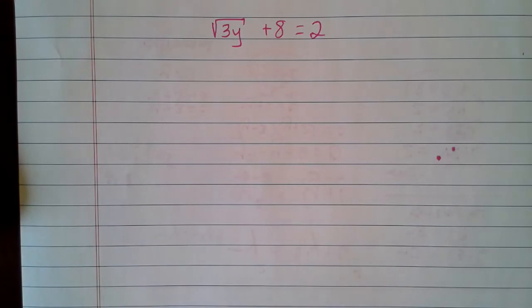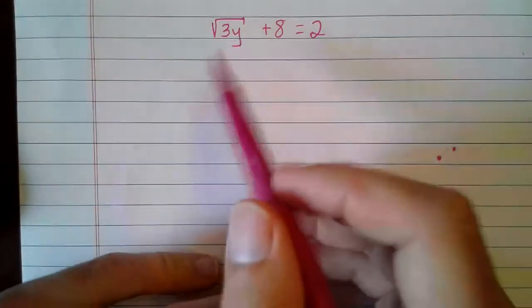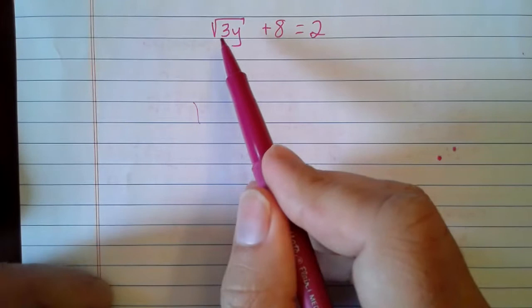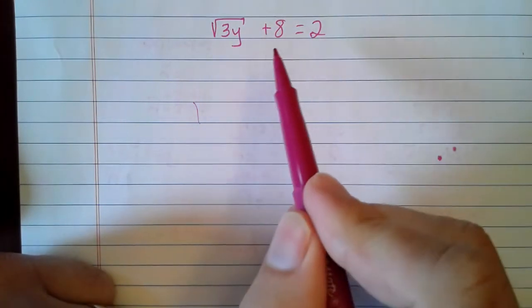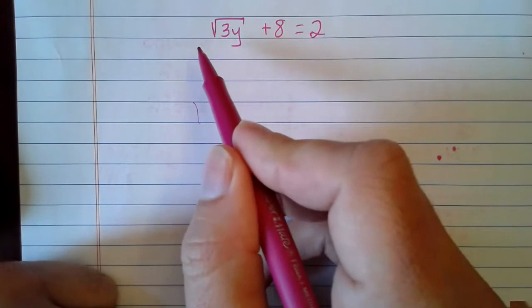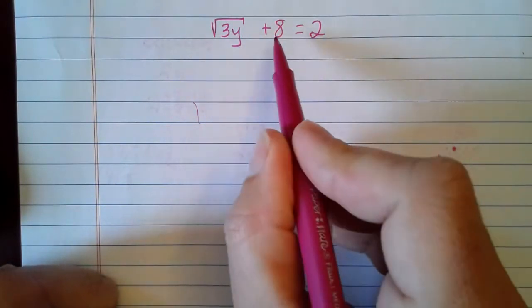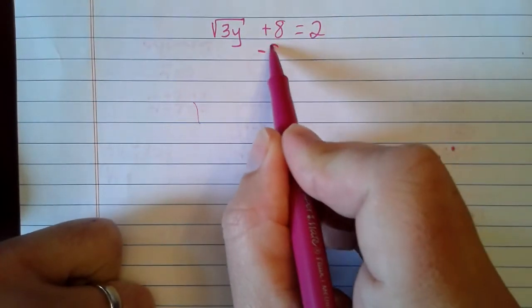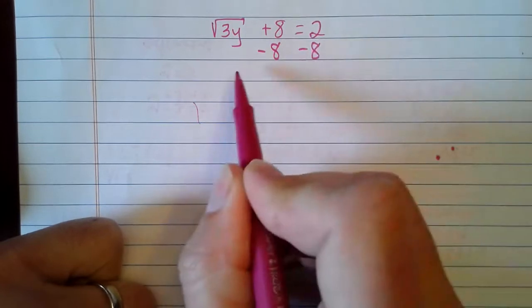All right, so let's solve this radical equation. Here I have the square root of 3y plus 8 equals 2. So I need to isolate my radical here. It is not isolated yet. There's a plus 8 on the same side, so I'm just going to subtract that 8 away from both sides.